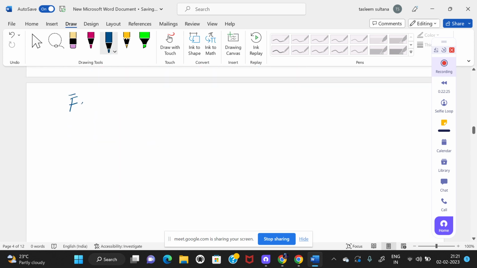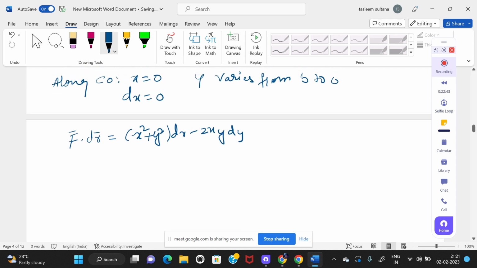Your f vector into dr vector is equal to, shall I write directly 0? It's equal to (x square plus y square) into dx minus 2xy into dy. When we substitute x is equal to 0 and dx is equal to 0, your f vector into dr value will become 0. So integration over C to O of f vector into dr vector is equal to 0.